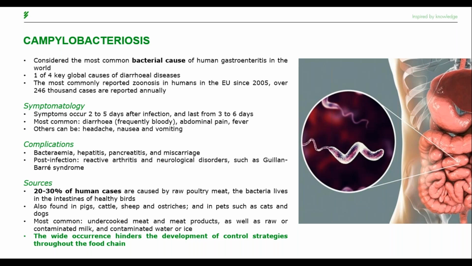When talking about the sources of the disease, a third of the cases come from raw poultry meat because Campylobacter lives in the intestines of healthy birds. The most common source of campylobacteriosis is undercooked meat and meat products, along with raw or contaminated milk, and also contaminated water or ice. Given campylobacteriosis' wide occurrence, this hinders the development of control strategies throughout the food chain.